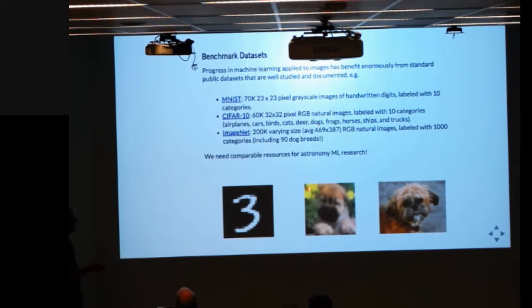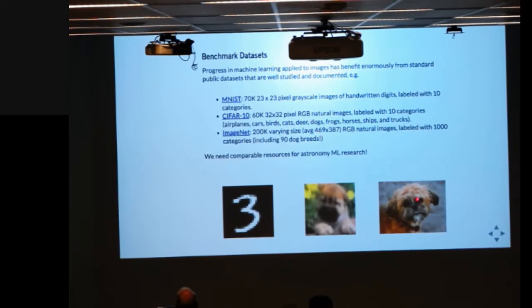So these are pretty low resolution, but it means you can actually get results pretty quickly. But there's only 10 different categories. And then we have ImageNet, which is much more realistic.